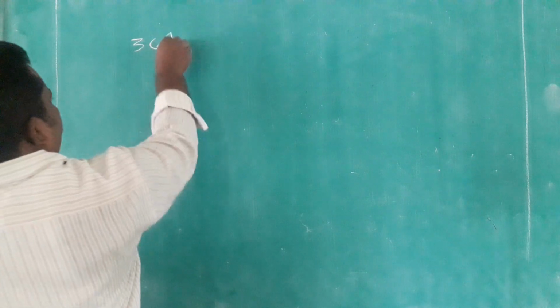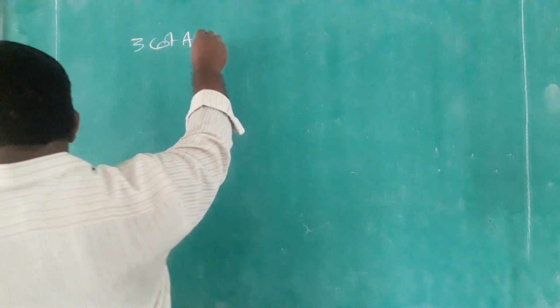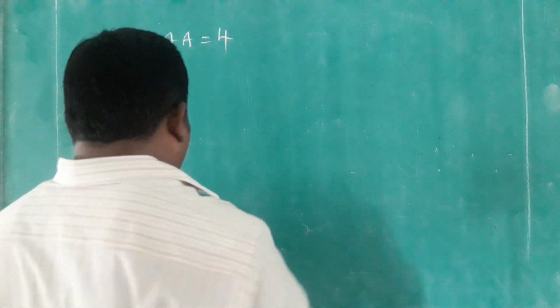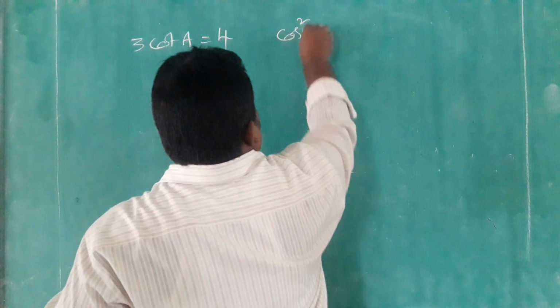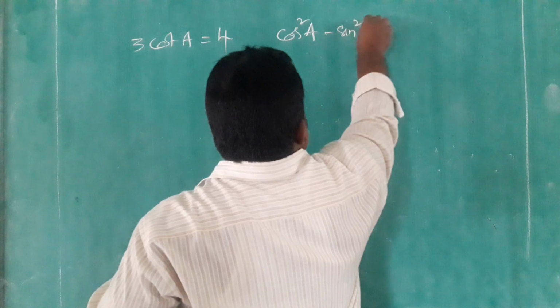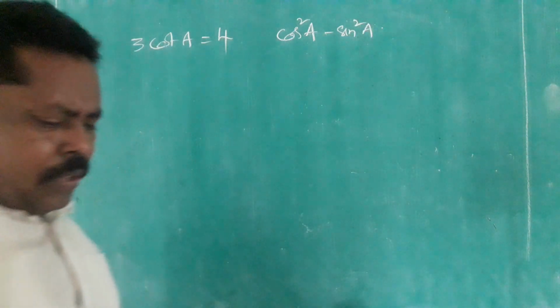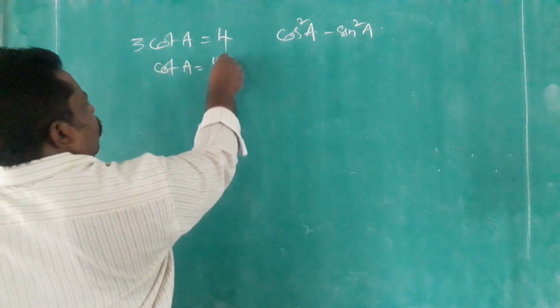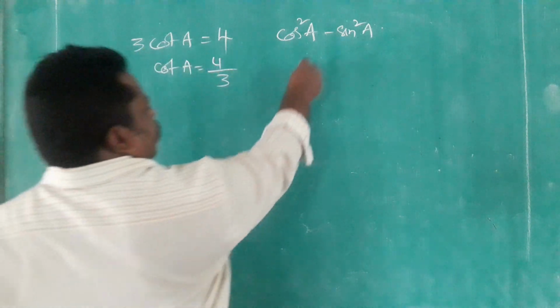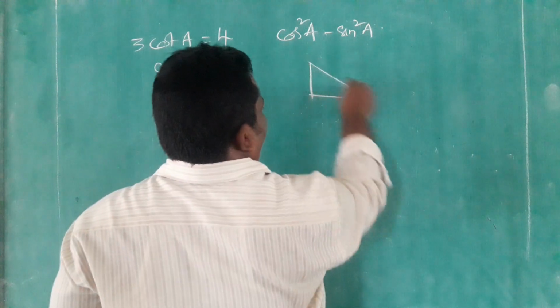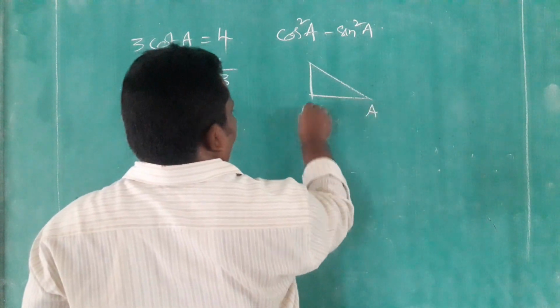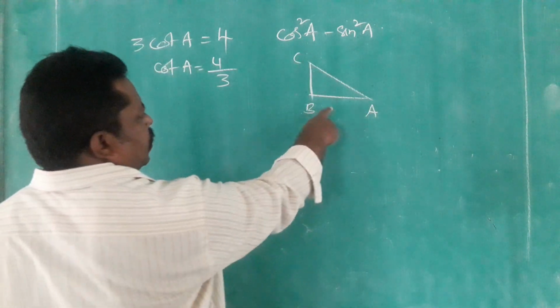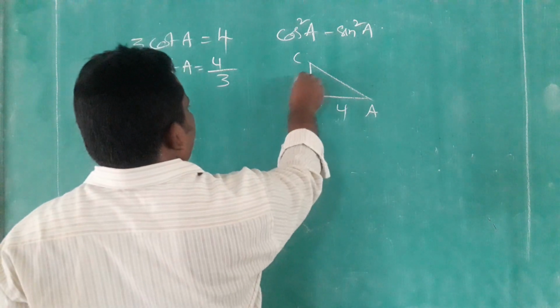Seventh question. 3 cot A is equal to 4. Find the value of cos square A minus sin square A. Now cot A is equal to 4 by 3. Take the right angle triangle ABC. Cot formula is adjacent side by opposite side, that is 4 by 3.